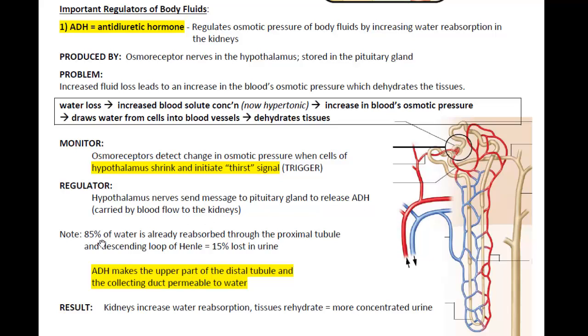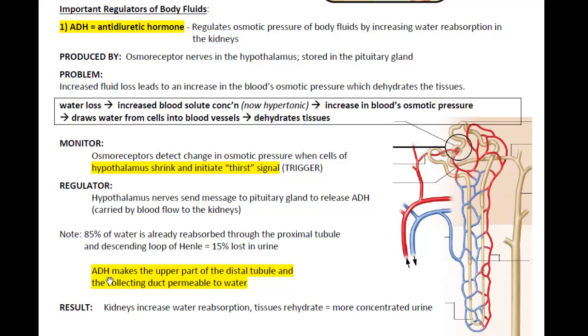Now keep in mind, 85% of the water is already being reabsorbed through the proximal tubule, which is, here's the Bowman's capsule, here's the proximal tubule here, and the descending loop of Henle. Remember that descending is really important for water reabsorption. Ascending is important for salt. So proximal tubule and the loop of Henle are already absorbing 85% of the water. We've only lost 15% of the urine. But if I'm dehydrated, I want to try to reclaim as much of that water as I possibly can.